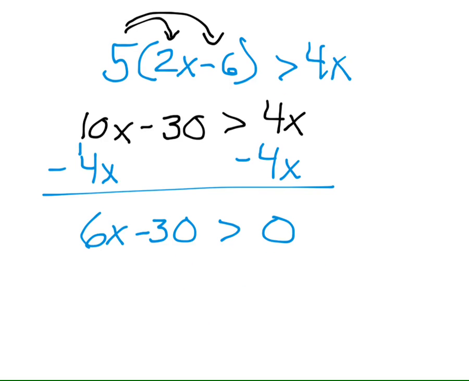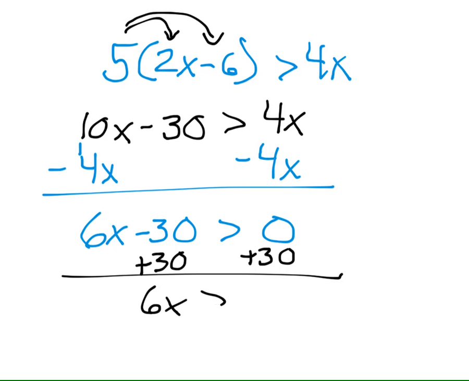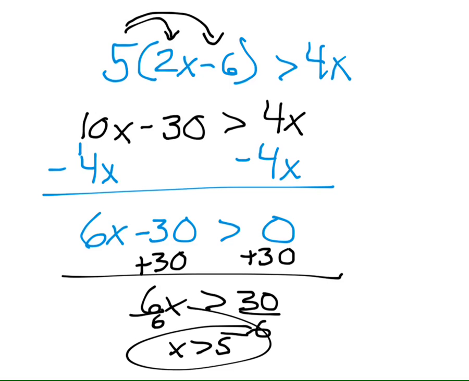To move the minus 30 to the other side, I would then add 30. That gives 6x greater than 30, and divide both sides by 6. My answer would then be x has to be greater than 5. Any x greater than 5 would make this true. I didn't divide by a negative, so the sign doesn't flip. I treat it just like an equal sign.